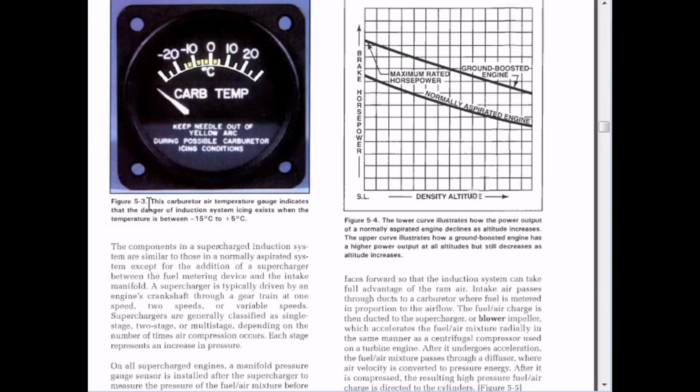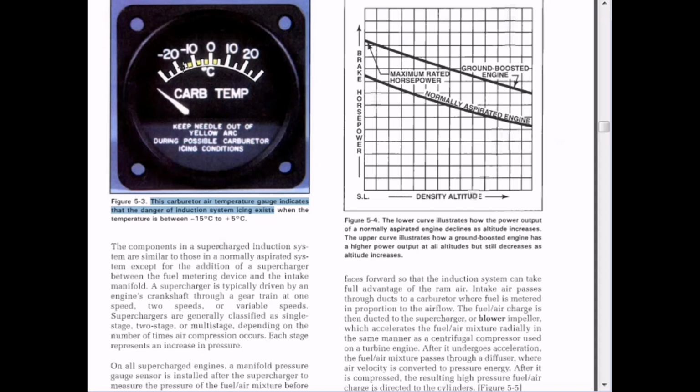So this is the carburetor air temperature or CAT gauge. Carburetor air temperature gauge indicator. So as you can see here that you have a yellow arc here from 5 Celsius to -15. So what does it mean? What does the yellow arc signify?